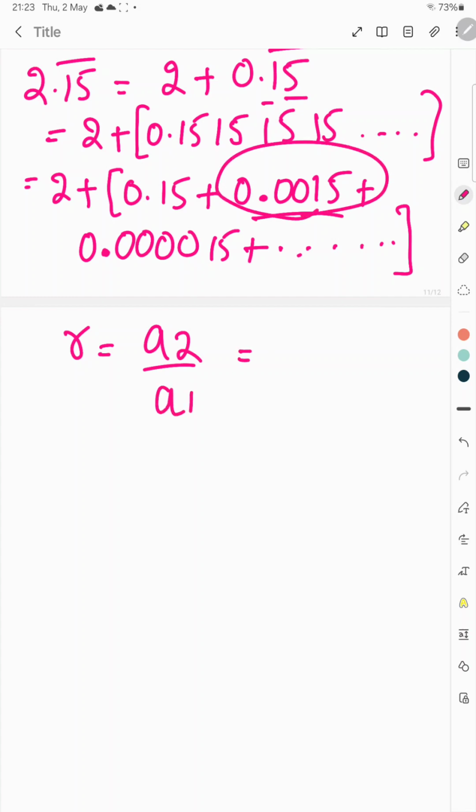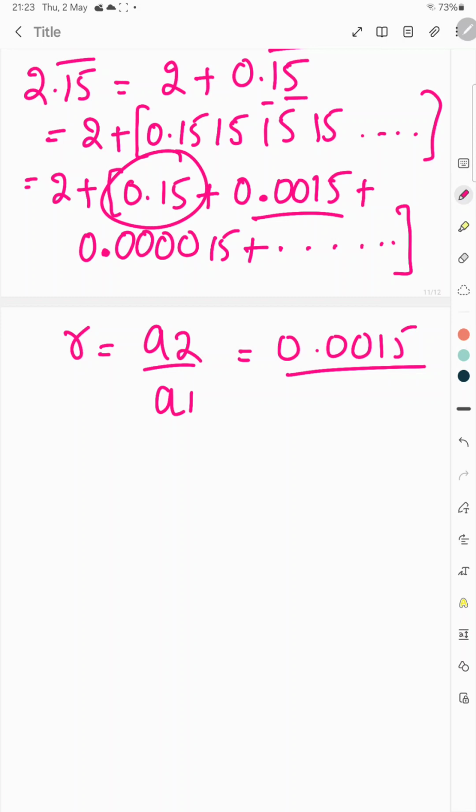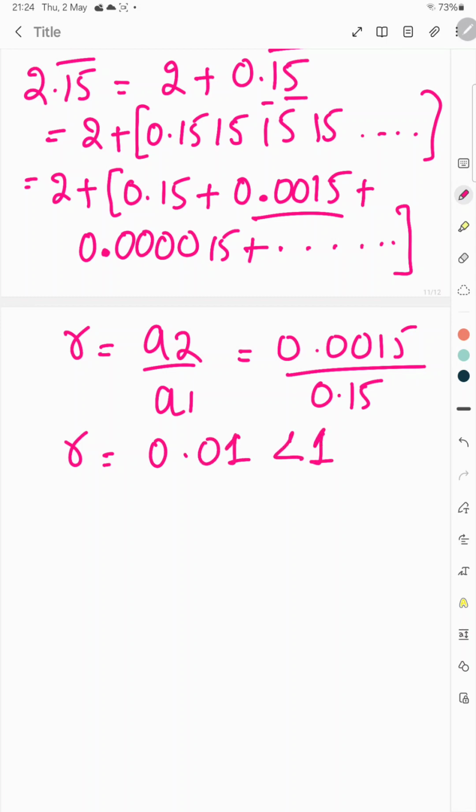So here A2 is 0.0015 and A1 is 0.15. When I divide it on the calculator, I get the answer 0.01, which is again less than 1. So it means now I am able to find the sum of the infinite geometric sequence with the help of the formula, which is S infinity is equal to A1 divided by 1 minus r.